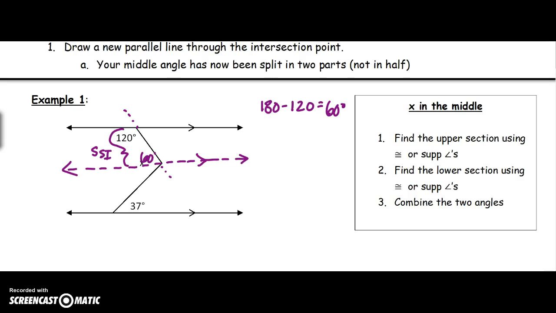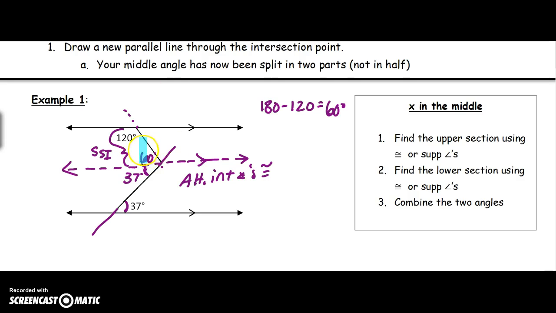You do the same for the lower portion. So now you're going to look at the bottom half. Here you have two parallel lines and a transversal. To get this portion here, you have alternate interior angles. And we know alternate interior angles are congruent. So that means that this angle is 37 and this angle is 37 degrees.